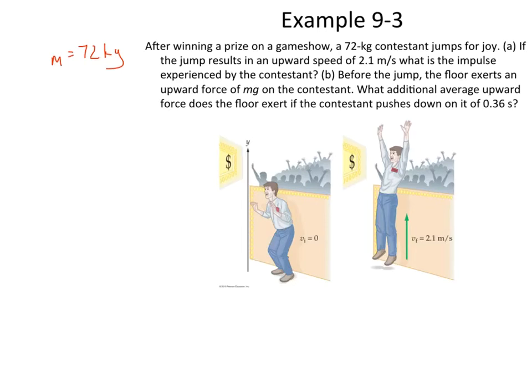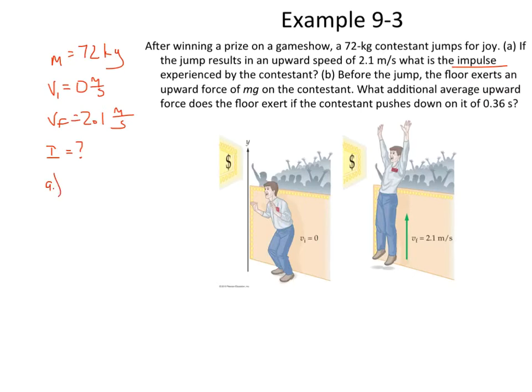Well, that's the final velocity, right? As he's on the floor, he's kind of crouching down. He's at rest, and so he pushes off, and then his final speed upon leaving the floor is 2.1 meters per second. So his initial velocity is 0, and his final velocity is 2.1 meters per second. So the question is, what is the impulse experienced by the contestant? So impulse I, that's what we want to find out. Let's go ahead and solve for that.